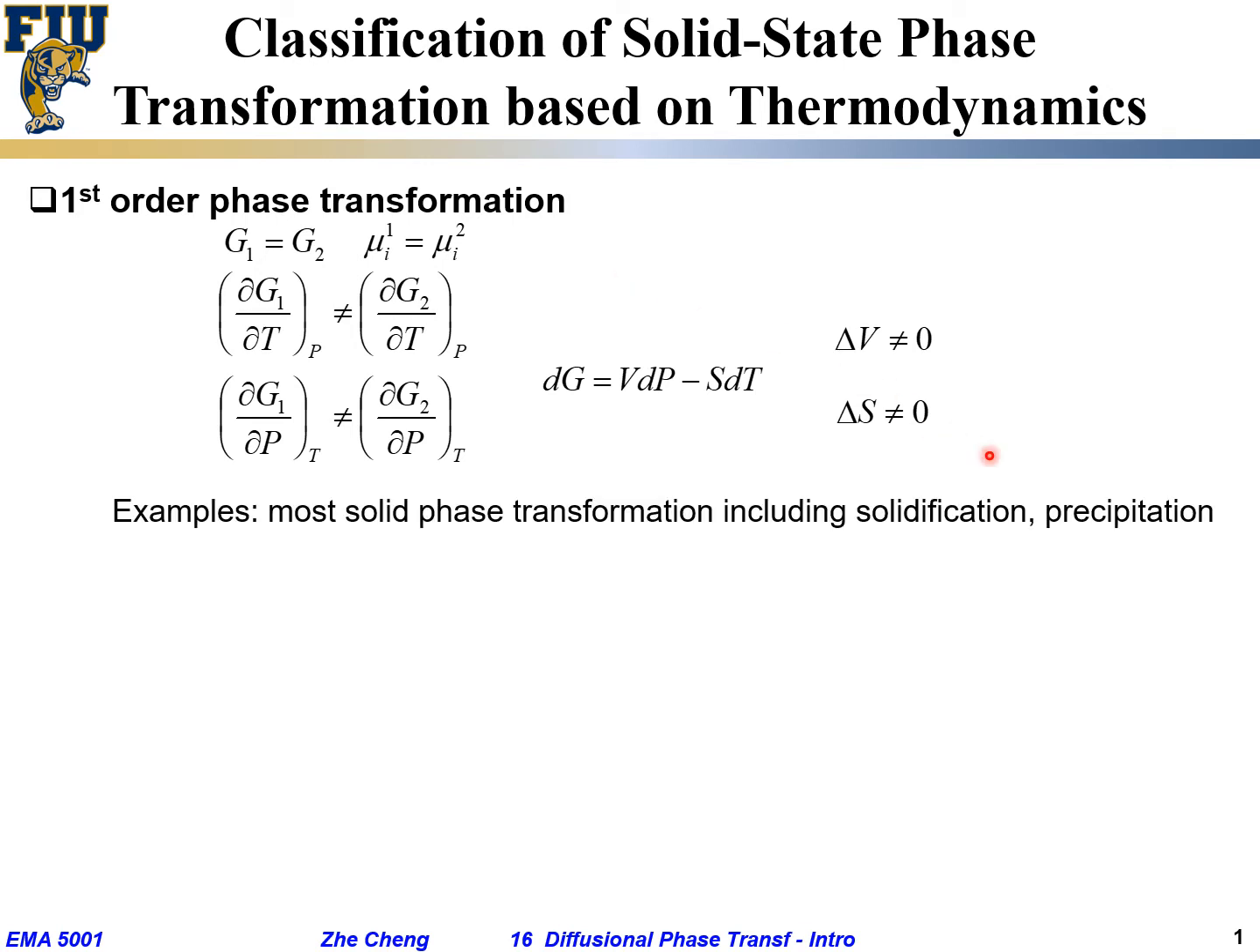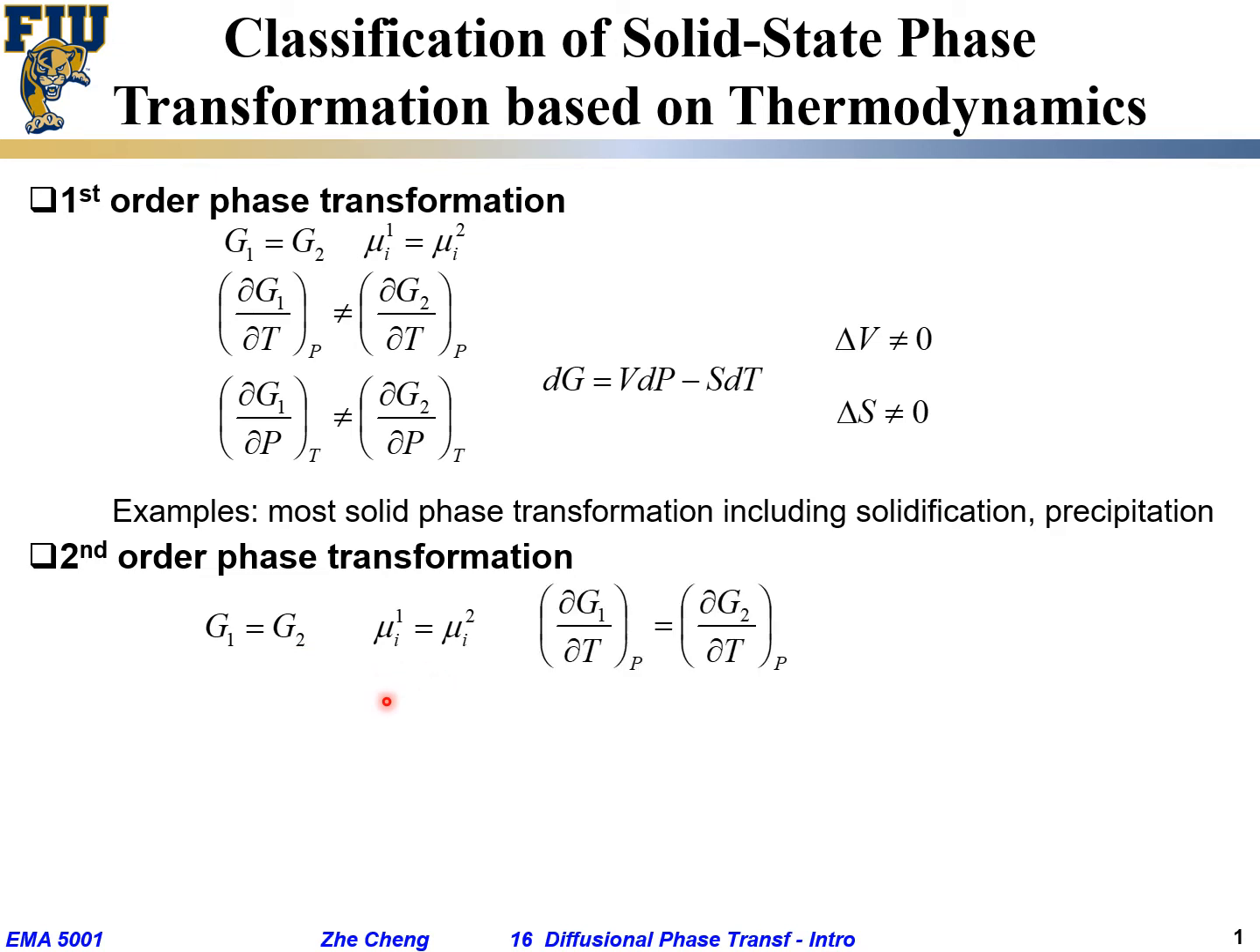And some of the precipitation phase change due to change in solubility are also examples of first order phase transformation. And then in comparison, for second order phase transformation, at the temperature for that transformation to occur, the Gibbs free energy is the same between the two phases. The chemical potential is also the same.